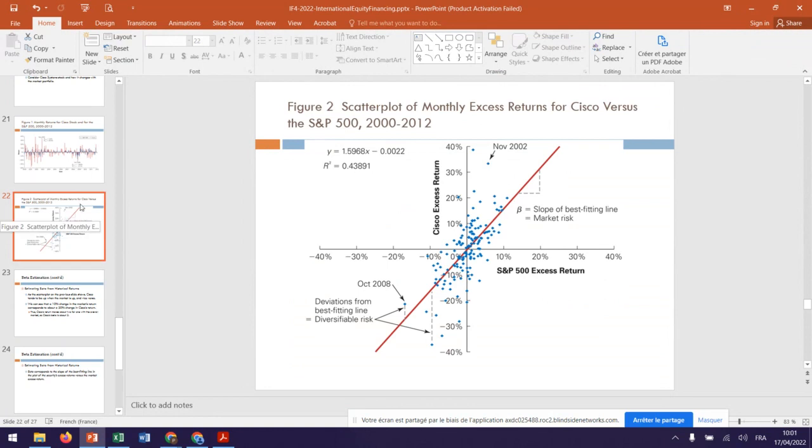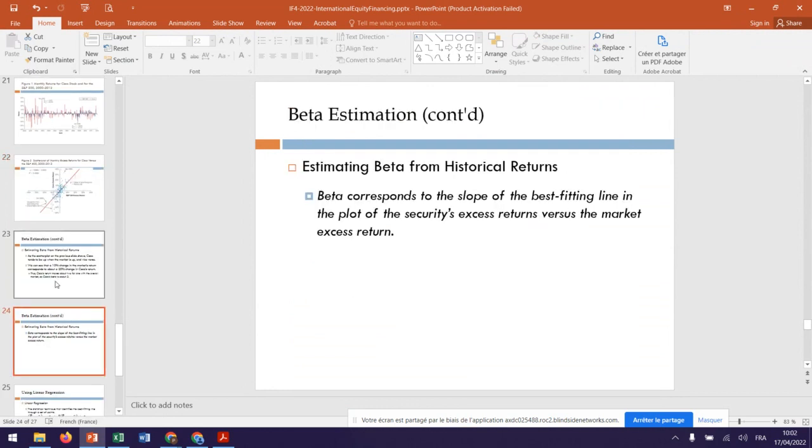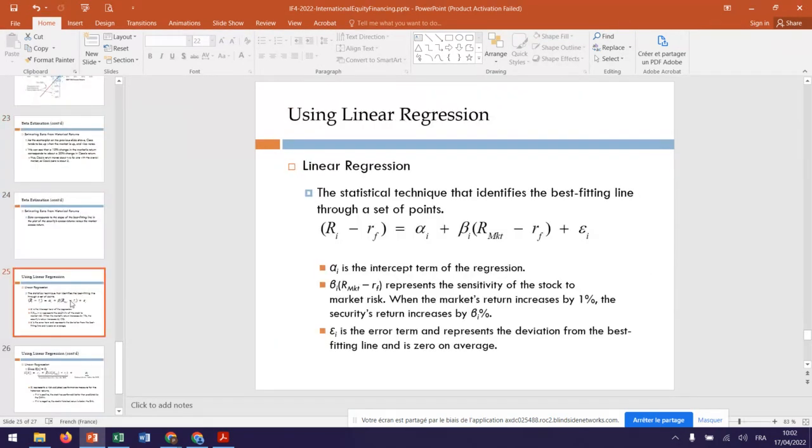Everybody see my slides? So if I try to find out the beta, I take the excess returns of the company and the excess return of the S&P 500. You know how to compute the beta? I remember I asked you to compute the beta based on this one. This is the formula that you can use to run linear regression.